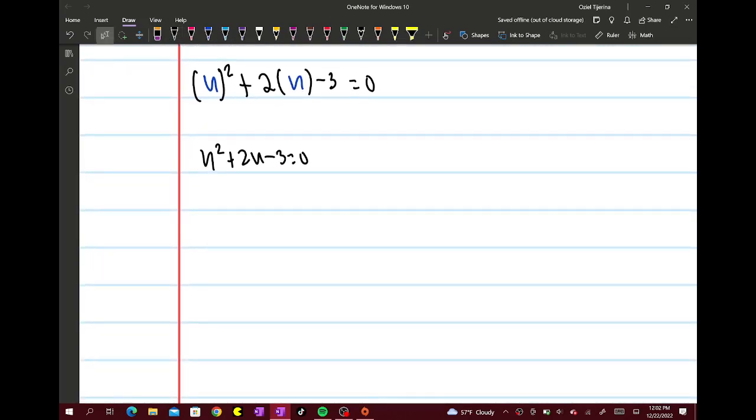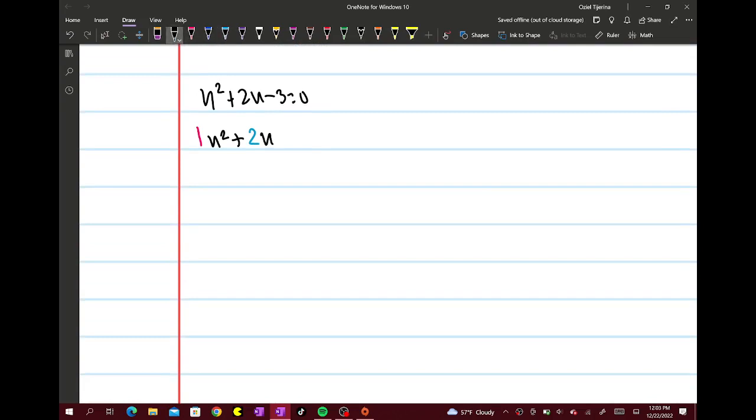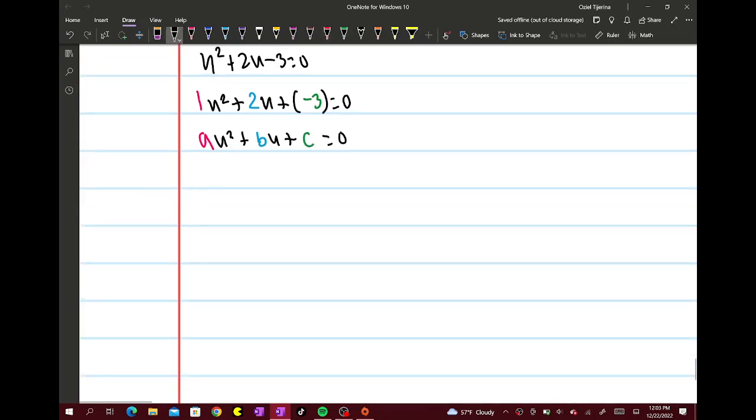So again, we need to know a, b, and c, and we would solve this by factoring. So a is equal to 1, so we have 1u squared plus 2u plus negative 3 equals 0. Now, this is of the form au squared plus bu plus c equals 0. So that means that a equals 1, b equals 2, and c is equal to negative 3, right?